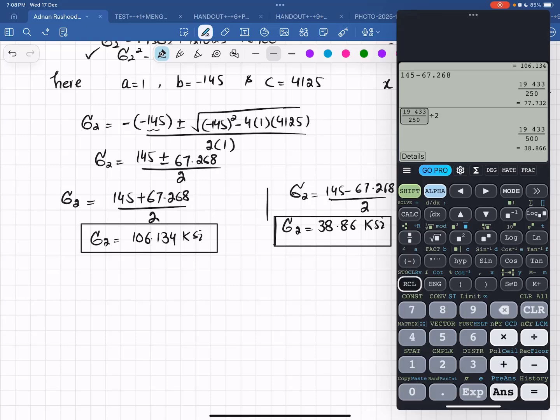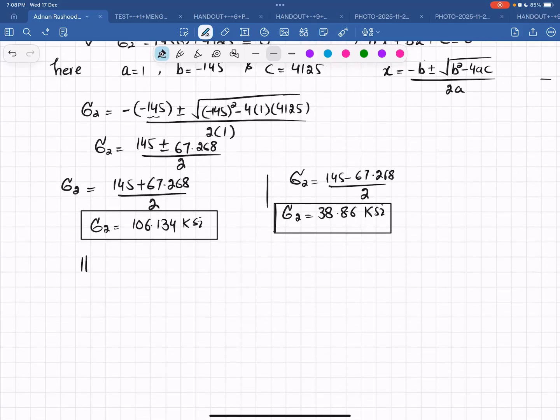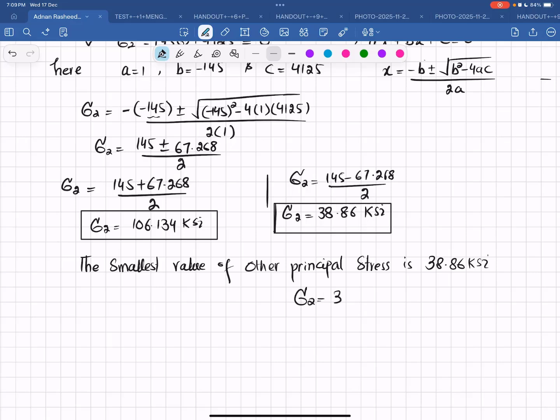But in our question, we have been asked to find the smallest magnitude of the other principal stress. So the smallest value of the other principal stress is 38.86 ksi. So sigma 2 will be 38.86 ksi, and this will be our final answer.